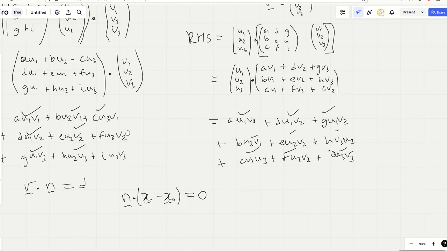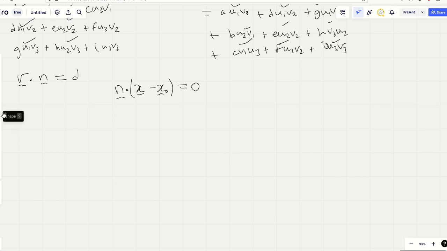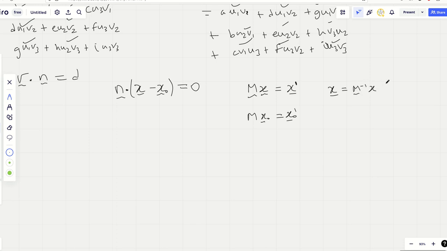Okay, if we apply this matrix transformation to a point, we could say that any point on the plane, let's just call it x, is going to go to some other point x dash, and so naturally Mx0 is going to go to x0 dash. Now we could easily rearrange that to make x equals M to the minus 1 x dash, pre-multiply by the M, and x0 represents that as well.